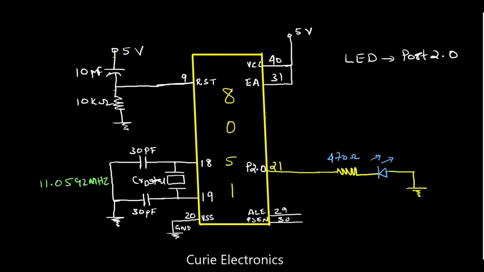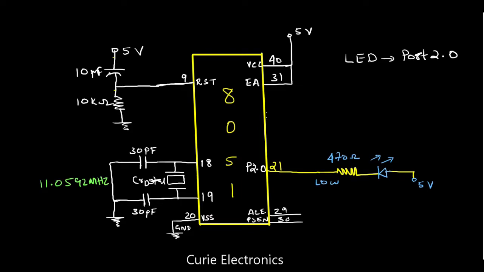Now to turn on this LED, from port 2.0 you have to give a low. One more thing we also have to change: this cathode should be connected to the 5 volt supply. So this will go to 5 volt, that is the VCC for our microcontroller.